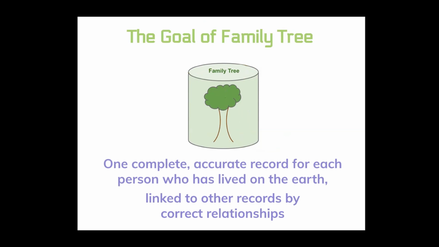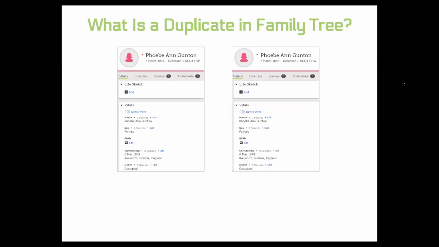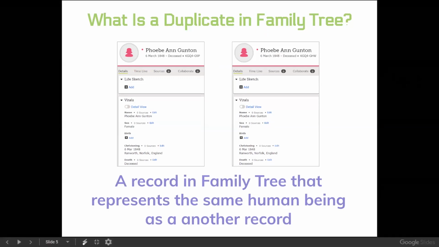So you probably are aware that, for instance, if you go to Ancestry.com or different websites like that, people can have their own private trees. That's actually not the case on Family Tree. Instead, we are all working on one shared tree. So to get us all on the same page, what is a duplicate in Family Tree? There's a really simple definition, and basically it's that it is a record in Family Tree that represents the same human being as another record.